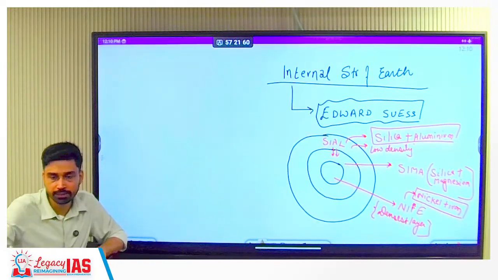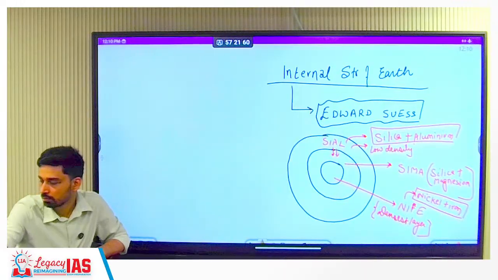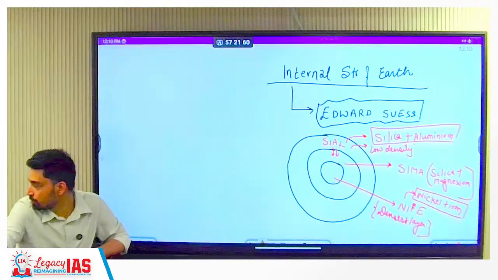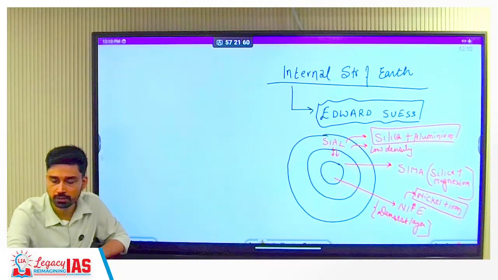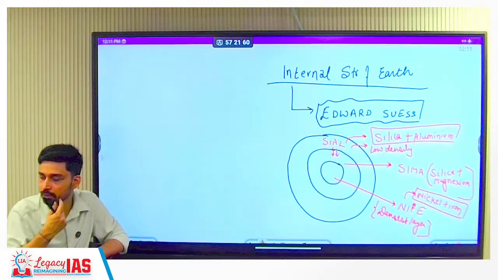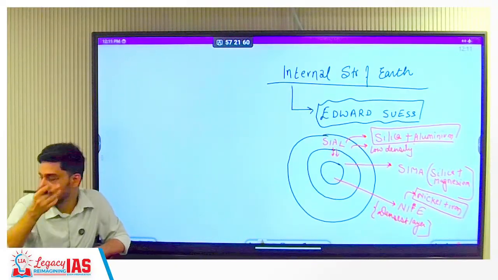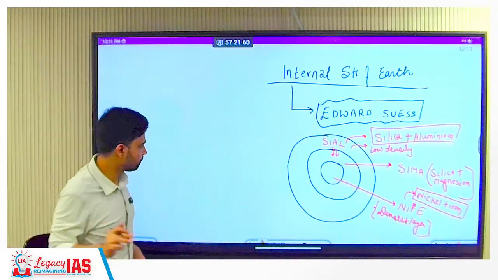Then we can add a statement here that in the later years, based on direct and indirect evidences, a detailed picture of Earth's interior was created, and it is referred to as the recent model of the Earth.